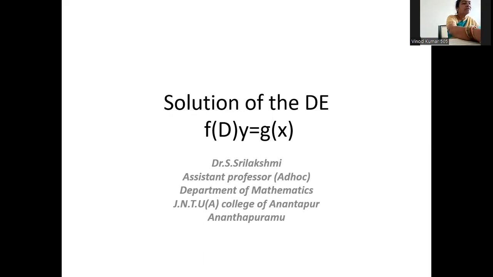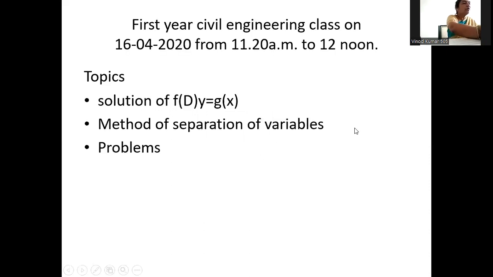In the last class, we discussed the complementary function for f of D on y is equal to g of x, where g of x is a particular case: e to the power of ax, sine ax, or cos ax, or x to the power of m, or the function e power ax into g of x, and x into g of x.